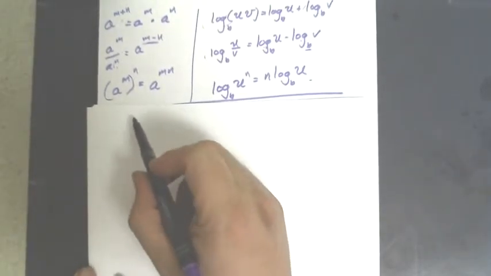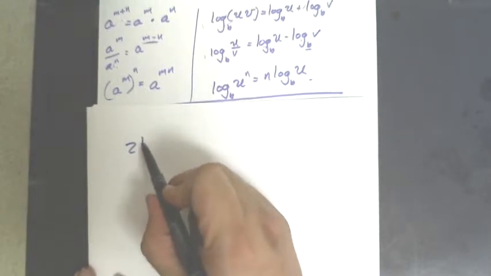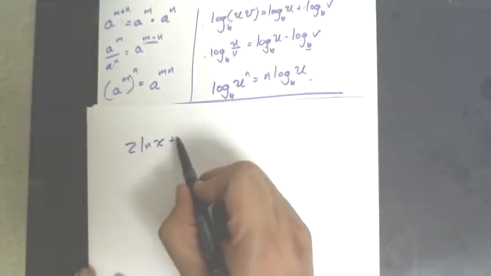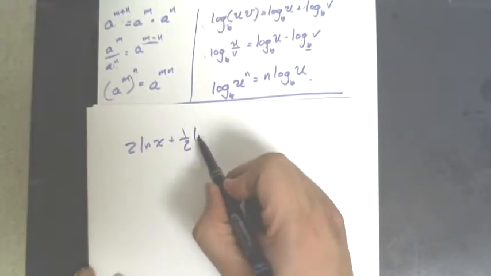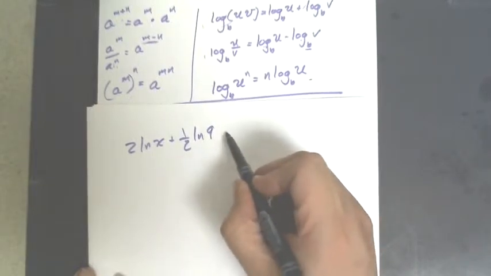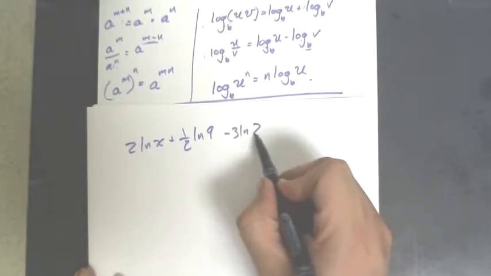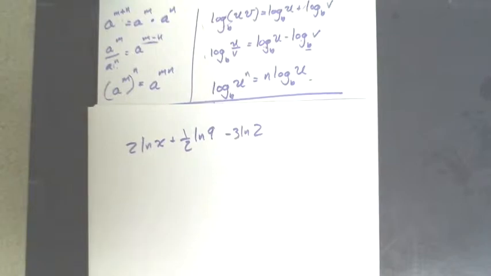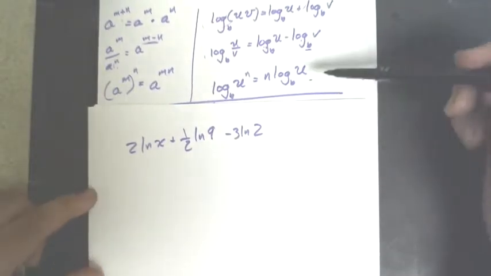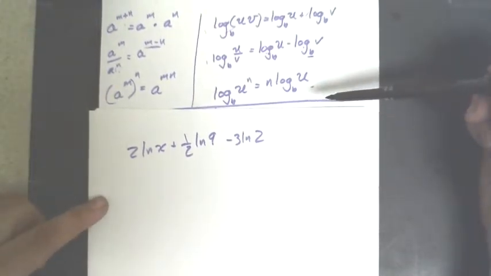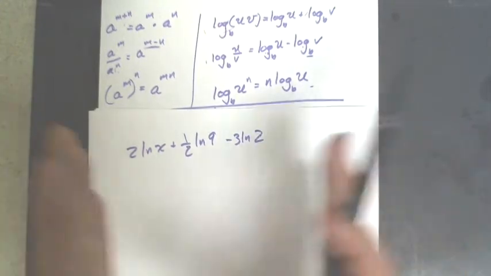Okay, welcome back. Number 6 is a lot like number 5, it's just backwards. So we're starting with 2 natural log of x plus 1/2 natural log of 9 minus 3 natural log of 2. And we're trying to use these same properties to, instead of pull this apart, push it back together.